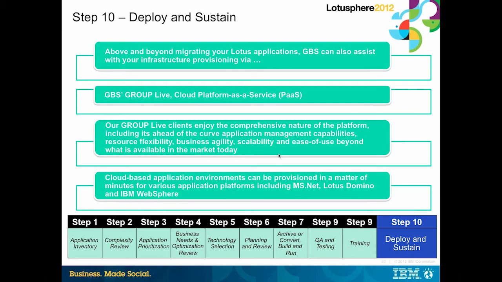Outside of IBM, Group Live offers the largest cloud offering in the world. We have services both in Europe as well as the United States, dedicated data centers that allow you to securely move your Domino servers into our cloud space. You can move one server, all of your servers, a portion of your servers, with complete replication capabilities. They're your boxes. They just live in our cloud. They can be provisioned, again, in a matter of minutes, on various application platforms: .NET, Lotus Domino, IBM WebSphere. Again, we're not limited to the Domino space there.